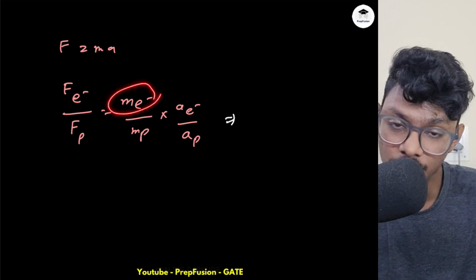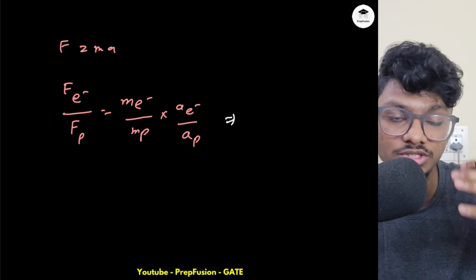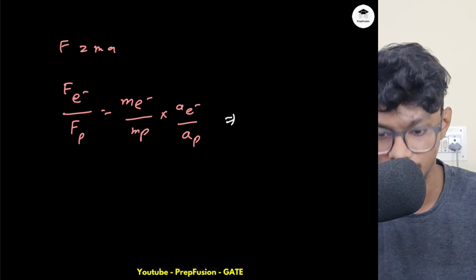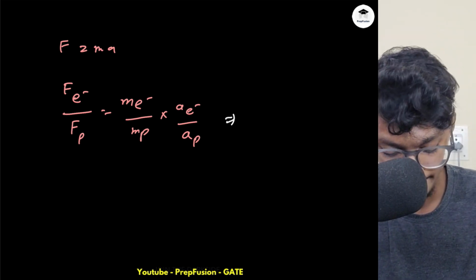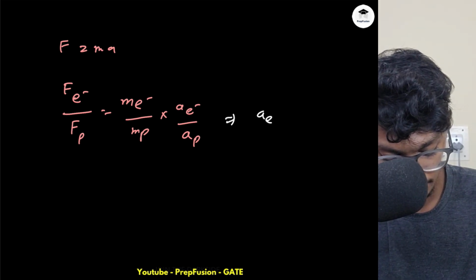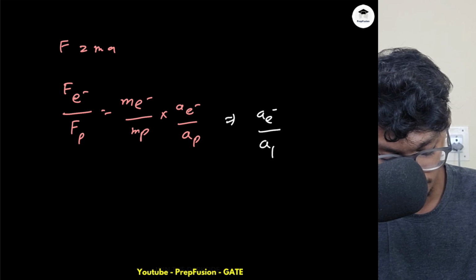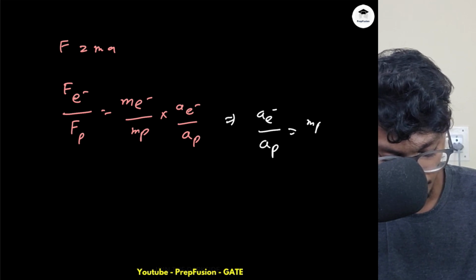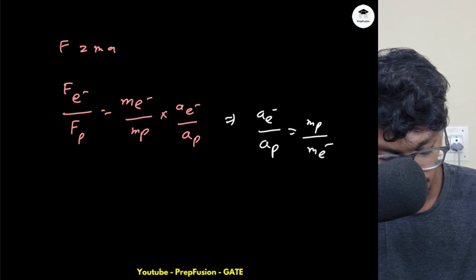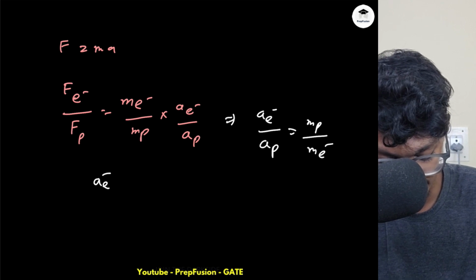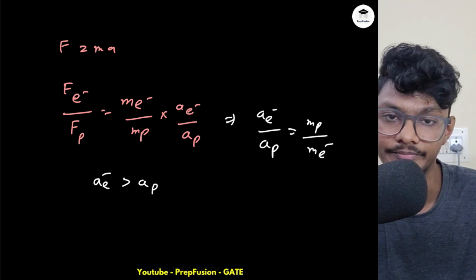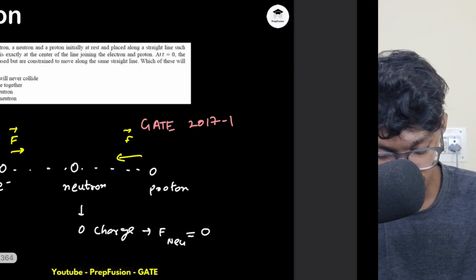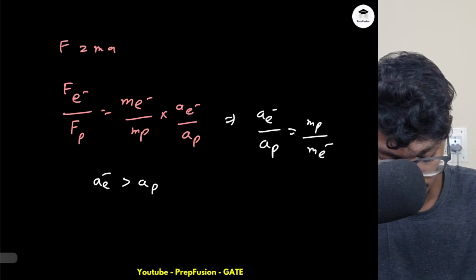So the mass of electron is much lower than the mass of proton. The mass of proton is almost equal to the mass of a neutron, so the mass of proton is very high. So acceleration of electron by acceleration of proton will be equal to mass of proton by mass of electron, or in other words, acceleration of electron is greater than acceleration of proton. So this electron will move faster.